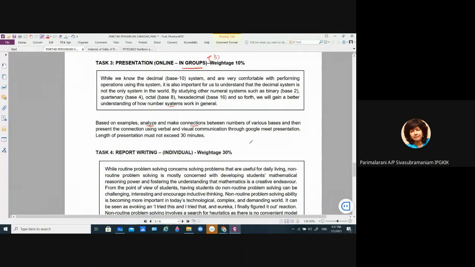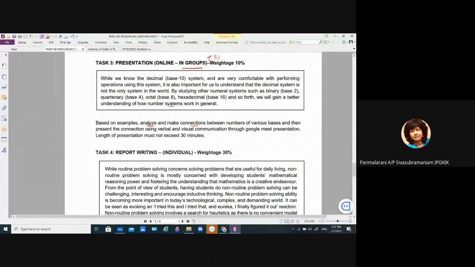Okay, how you will present? Through Google Meet. Your presentation must not be more than 30 minutes. Okay, when you're presenting, you can present verbally, or you can present with pictures or with PowerPoint. Okay, so it's up to you how you present.